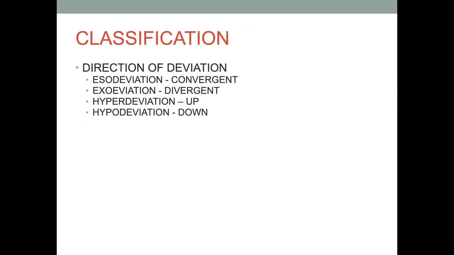So if we're classifying it based on the direction of gaze, an esodeviation is a convergent squint, exodeviation is a divergent squint or the eye is turned out. Hyperdeviation, one eye is elevated relative to the other. Hypodeviation, one eye is depressed relative to the other.